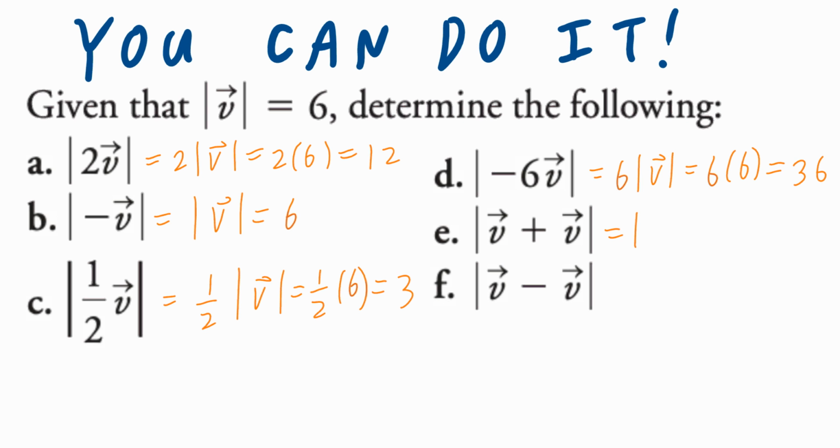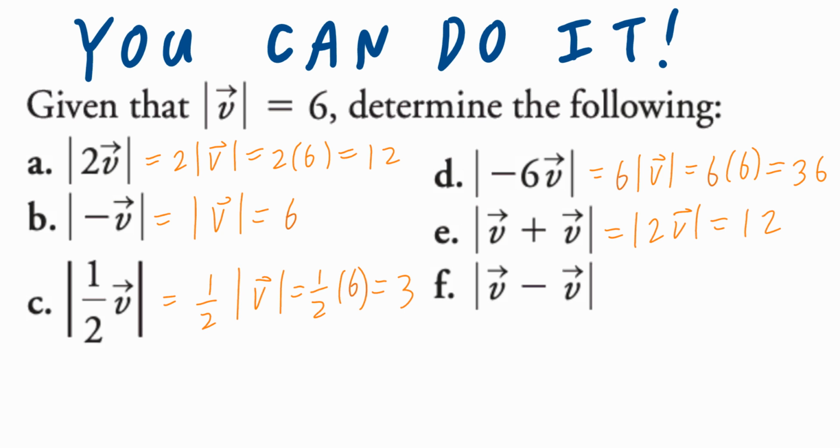Part E, the magnitude of vector V plus vector V. This equals the magnitude of 2 times vector V, which is exactly what we did from part A. So the final answer is going to be 2 times the magnitude of vector V, which is 2 times 6, which equals 12.